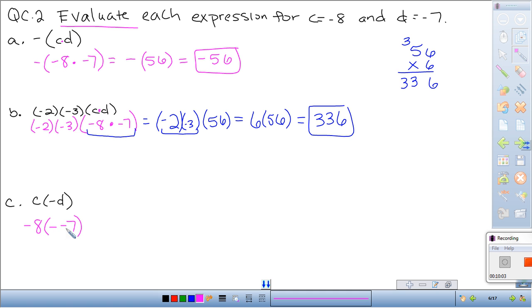Remember, when you have that double negative, it creates a positive. The opposite of negative 7 is a positive 7. So I'm going to change them both to positive signs. So now we have a negative 8 times a positive 7. Now they have different signs, a negative and a positive, so our answer is going to be negative. 8 times 7 is 56.